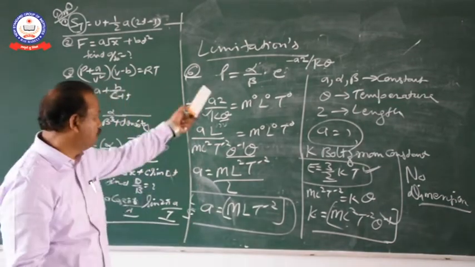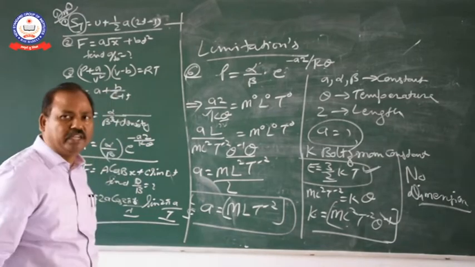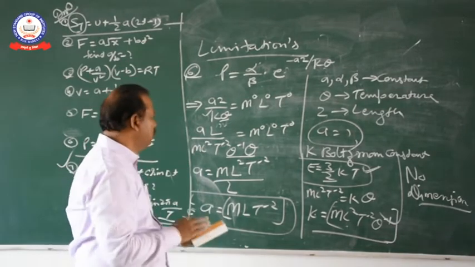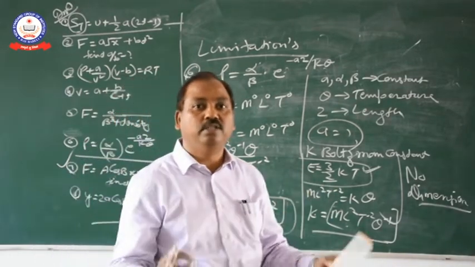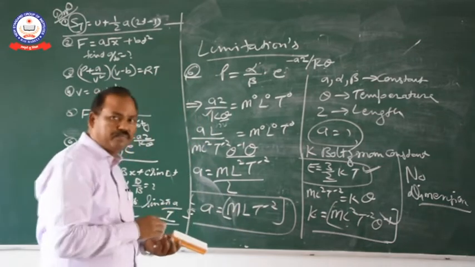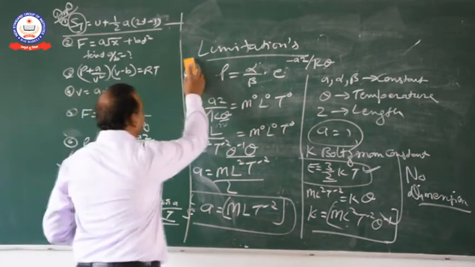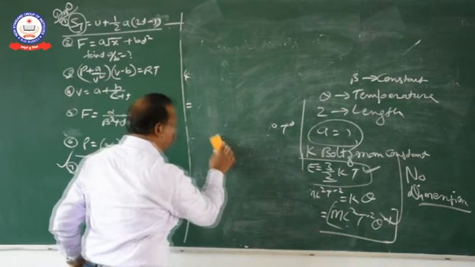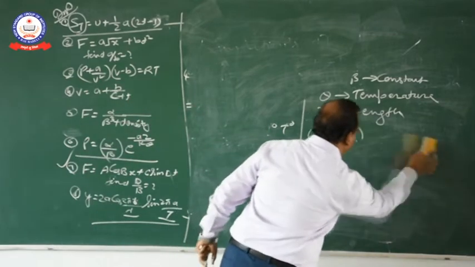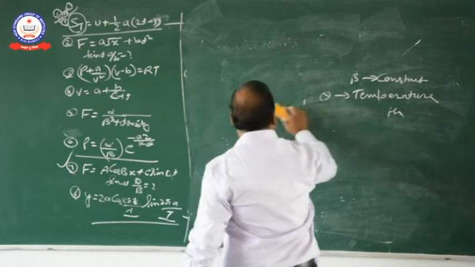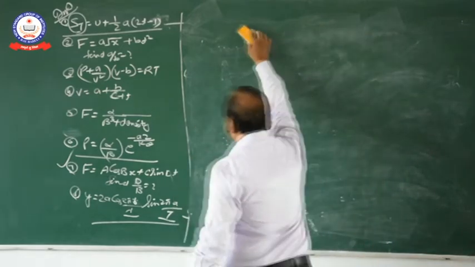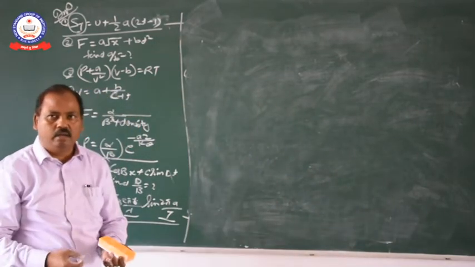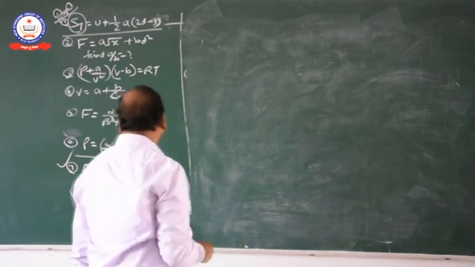So this was one question on the basis of limitation. On the basis of this concept, the exponents are dimensionless quantities. I hope you are capable of solving all the questions given in your book, correct? And one more question we will take.